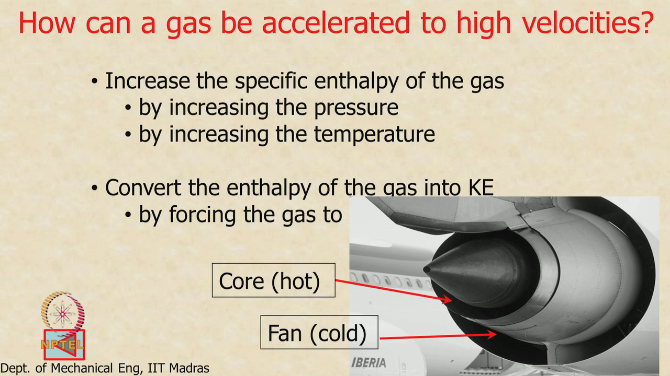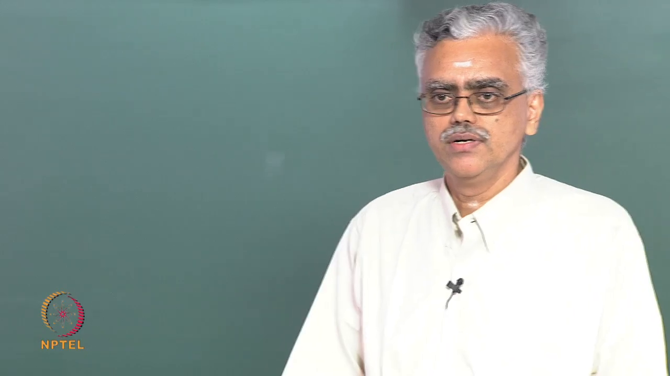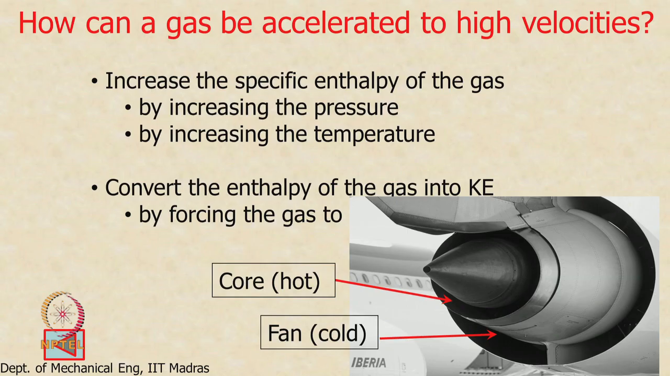Now, how do we increase the specific enthalpy of the gas? We increase the specific enthalpy by increasing the pressure, right. Remember, enthalpy is nothing but U plus PV, where U is the internal energy, PV is the product term, right. So, we increase the specific enthalpy by increasing the pressure and by increasing the internal energy. How do we increase the internal energy of a gas? By increasing its temperature, right.